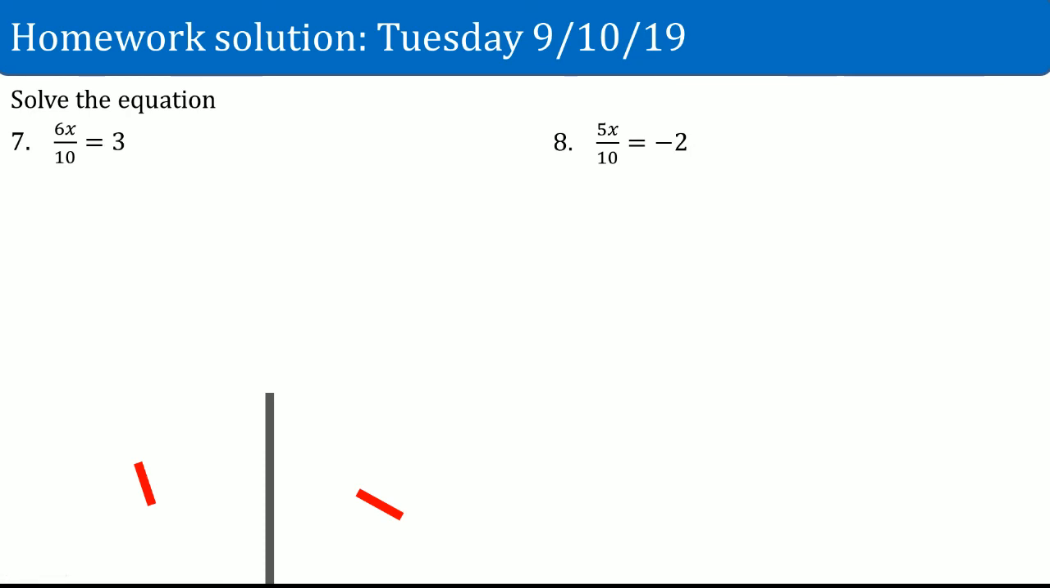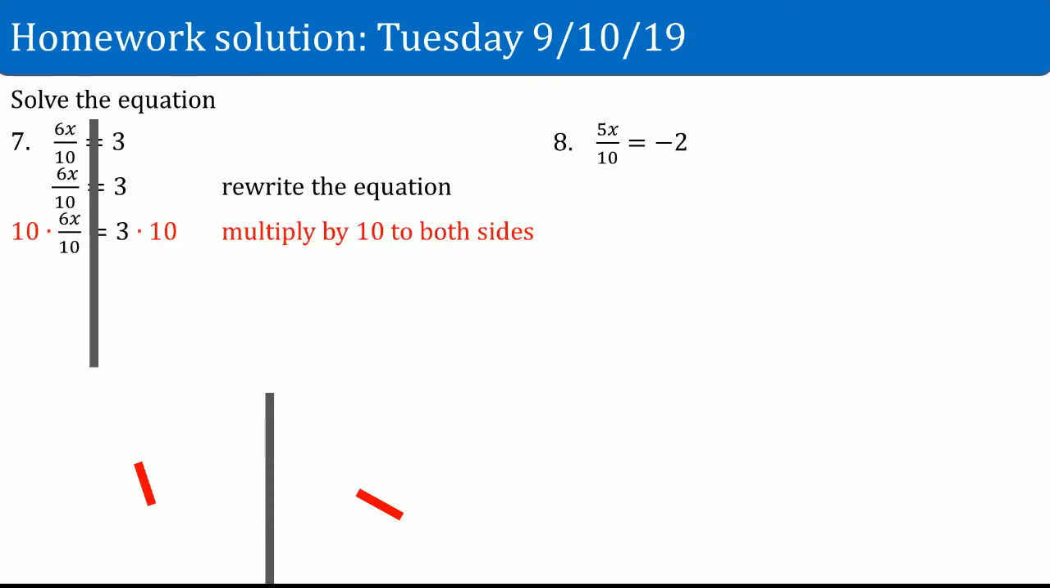Number 7. 6x divided by 10 is equal to 3. First step is always to rewrite the equation. Draw a line straight down to separate the left from the right. You have a 6 times x divided by 10. What is the most outward thing here? Okay, it is the divide by 10. So you are going to multiply by 10.